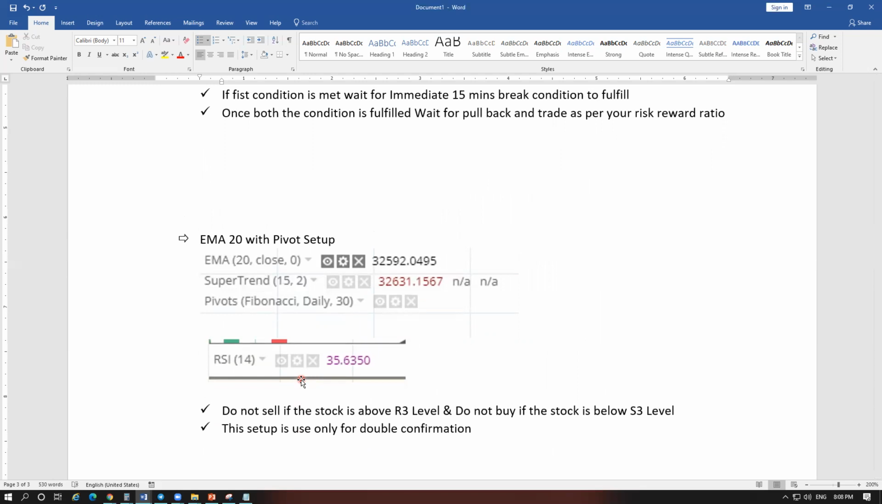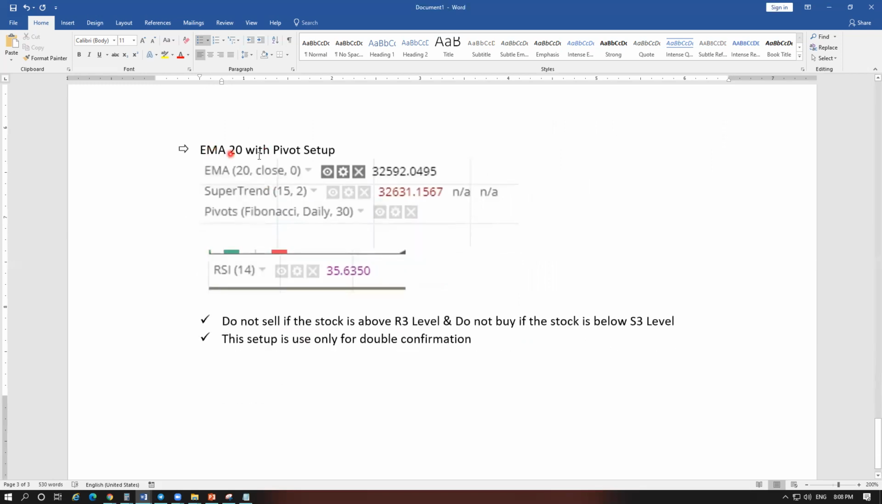And if you have taken a buy or a sell trade, how do you confirm whether we have to stay in the trend? Because you have taken a trade, 1:1 has already happened, you already got 10 points. Now what? Do I wait for more points, or do I exit the trade? For that, I am using two confirmations. The first confirmation is the EMA 20 setup. You just plot this in your Zerodha chart: EMA 20, close is 0, Supertrend 15 is equal to 2, and the pivot level, Pivot Fibonacci daily 30 minutes pivot, you have to follow.